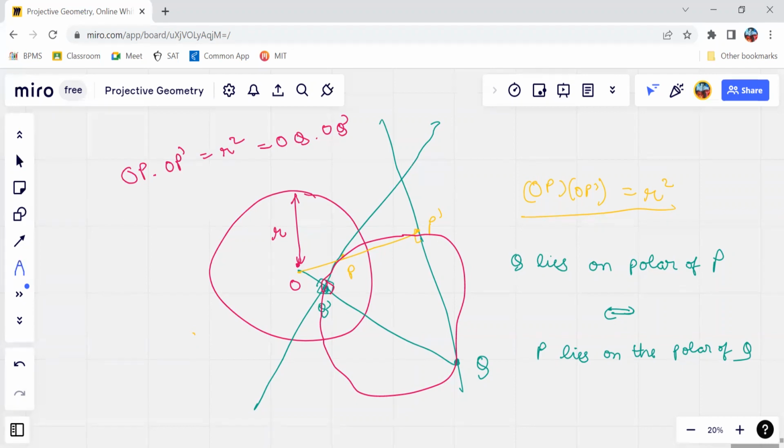So this means that this green line, let's call this L2, and this L1. If Q lies on L1, then P lies on the polar of Q, which is L2. So that's all there is to this theorem.